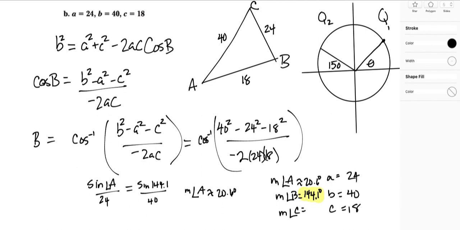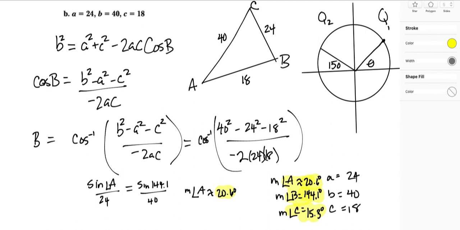And so if that's the measure of angle A, and we have the measure of angle B, then of course we can use that information to find the measure of angle C. So by recognizing the relationship between these, we're going to subtract 144.1 and 20.6 from 180, and we get 15.3 degrees as the measure of angle C. All right, so you see how we can use a lot of our old math, law of sines, law of cosines, in conjunction with just addition and subtraction to solve the triangle.